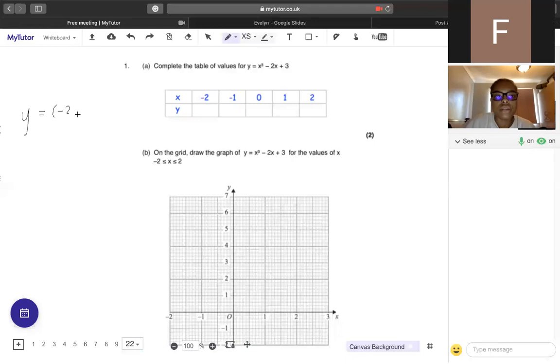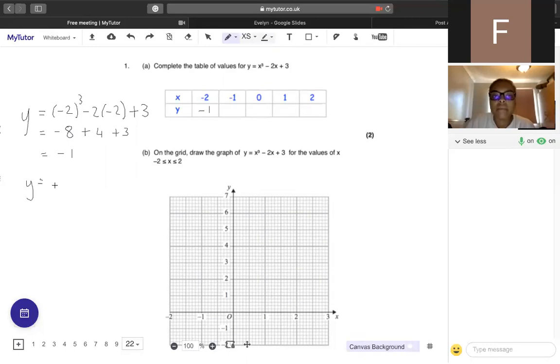We've got (minus 2) cubed minus 2 multiplied by (minus 2) plus 3. So always remember to put your numbers in brackets. Now (minus 2) cubed is minus 2 multiplied by minus 2 times minus 2, which would give us minus 8. Then we've got minus 2 multiplied by minus 2, which gives us plus 4. And then we can add our 3. So minus 8 plus 4 plus 3 gives us minus 1. So minus 1 is our first answer.